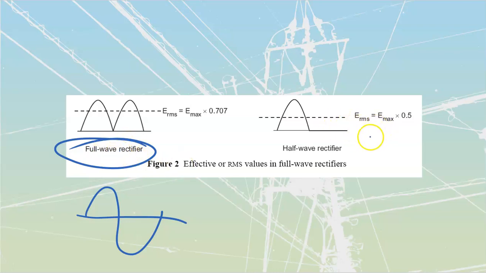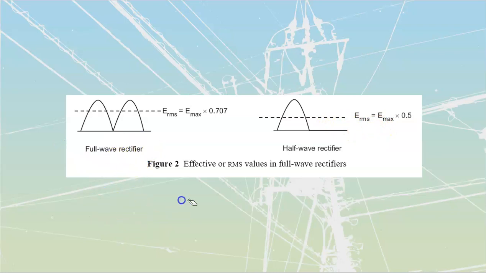Anytime that I have a half wave rectified circuit, I'm going to get a different formula out of it. My new RMS, my new power type of voltage that I'm going to utilize, is going to be my maximum times 0.5. Now some of you are like, well, what the heck are we doing with RMS in a DC? Because these are both DC, right? They don't cross the axes.